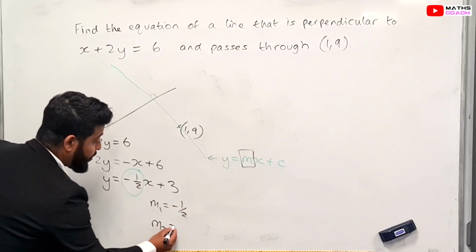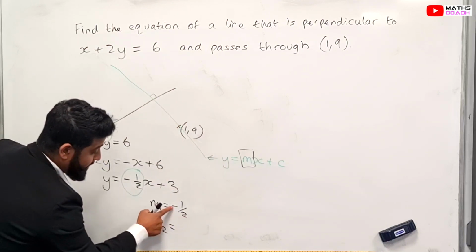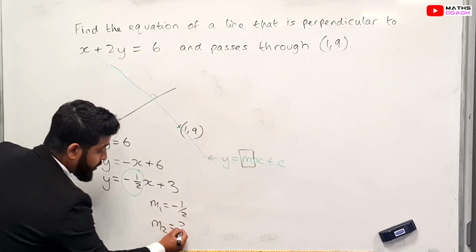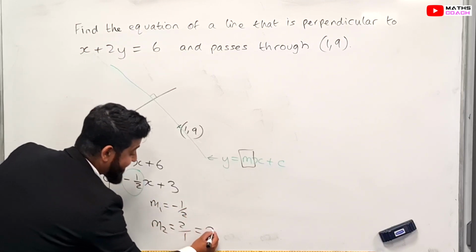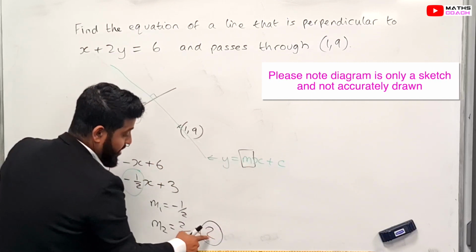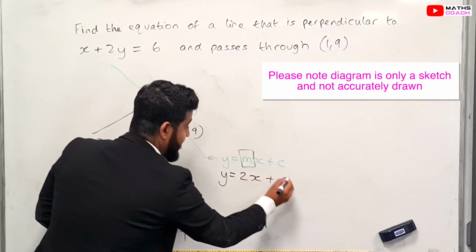Therefore m2, which is the line which is perpendicular, its gradient would be positive first of all, and it would be a fraction, so 2 over 1. You could write 2 over 1, but 2 over 1 is the same as writing 2. So I can replace this m with 2, so I can have y is equal to 2x plus c.